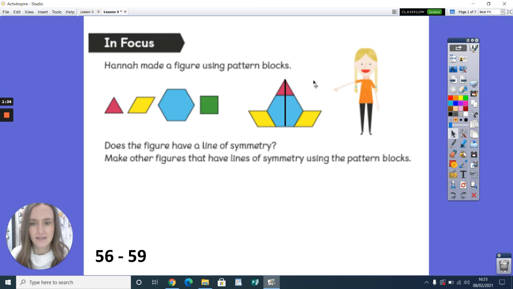Okay, just a little reminder then, of the lessons you've done before, what shapes has Hannah used to make this? Okay, she has made, let me get rid of my line of symmetry. Delete. She has made this, which is called a triangle. It's got three sides, three vertices. Tri means three.